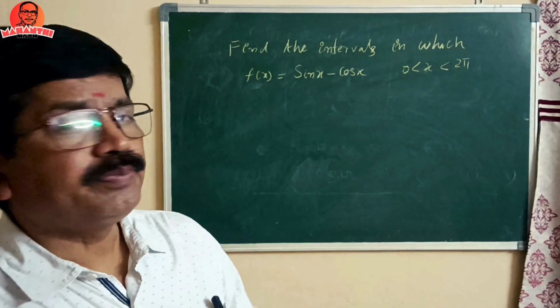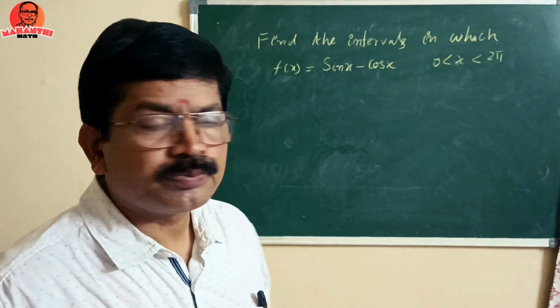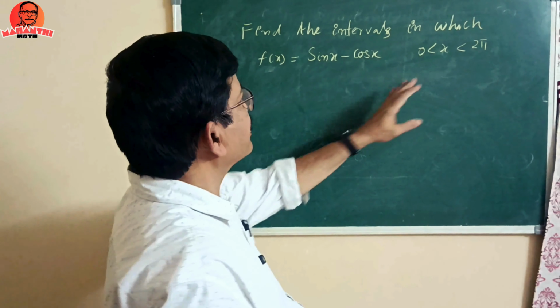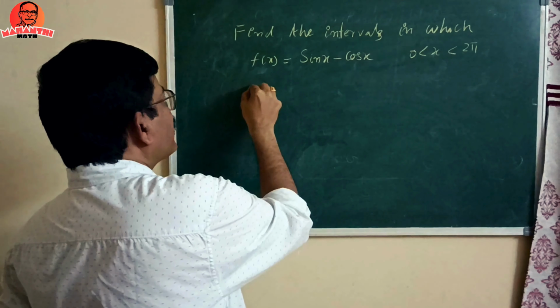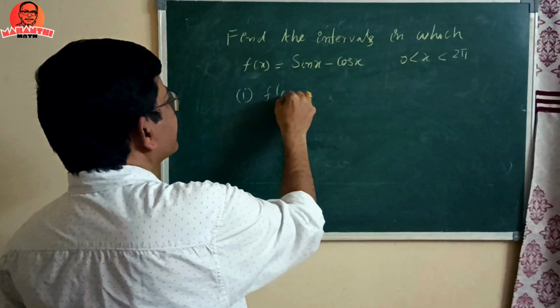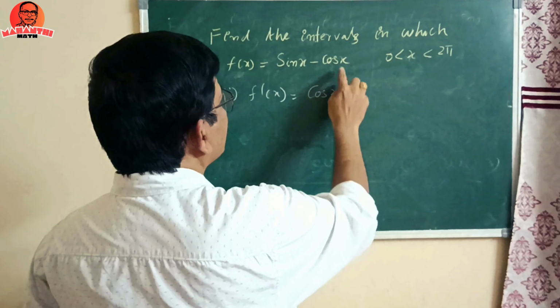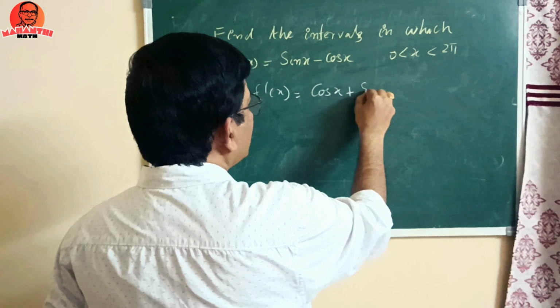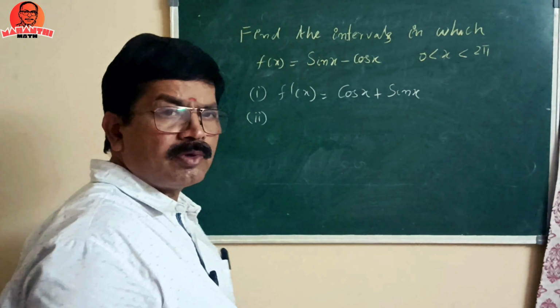See, in our third sum, polynomial not given, some trigonometric expression given. You take f of x equal to sin x minus cos x. Here one interval also given. First step, f dash x. Sin x derivative, cos x. Cos x derivative, minus sin x, but here minus is there. So, plus sin x.